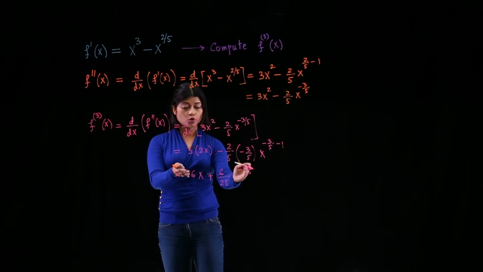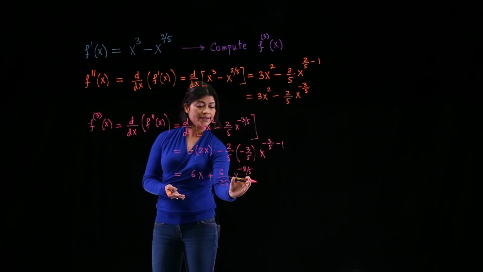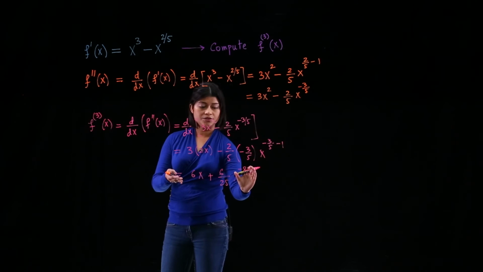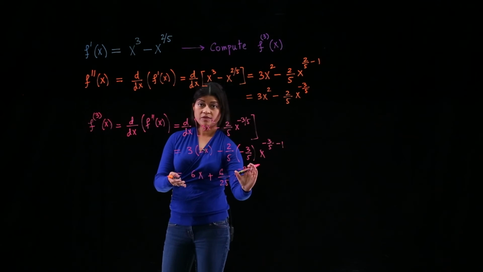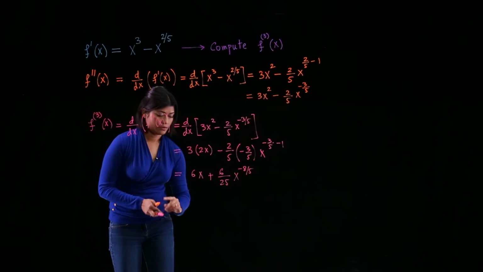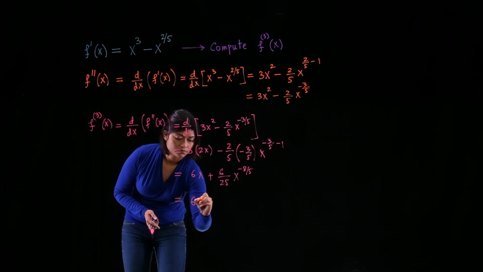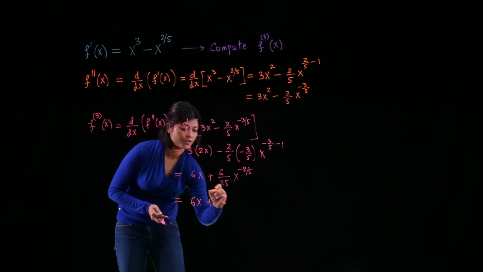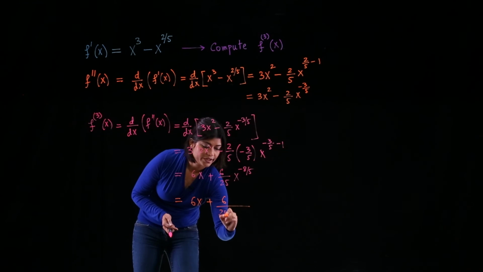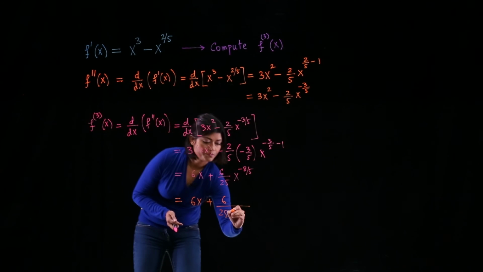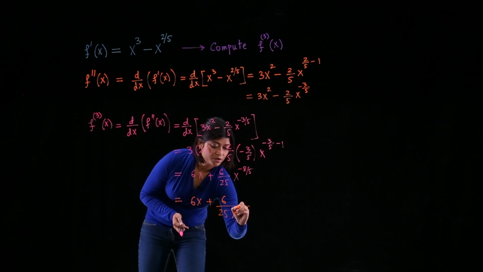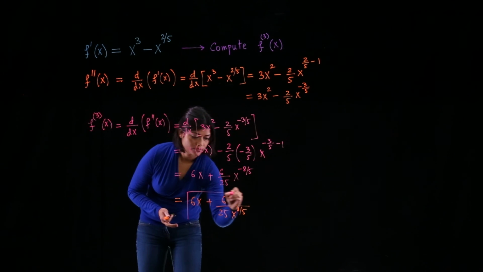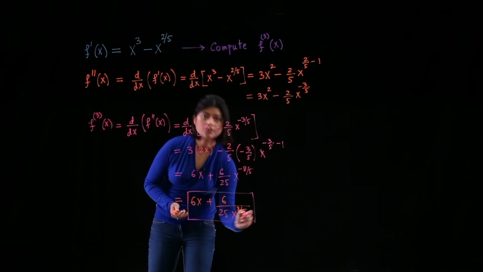If you want, you can go one more step and rewrite this expression by making the exponent positive. In order to do that, you just have to bring that entire expression in the denominator. So this will be 6x plus 6 is in the numerator. Keep it in the numerator. In the denominator, we'll have 25 times, bring the x term in the denominator as x to the power positive 8/5. So here is the third order derivative.